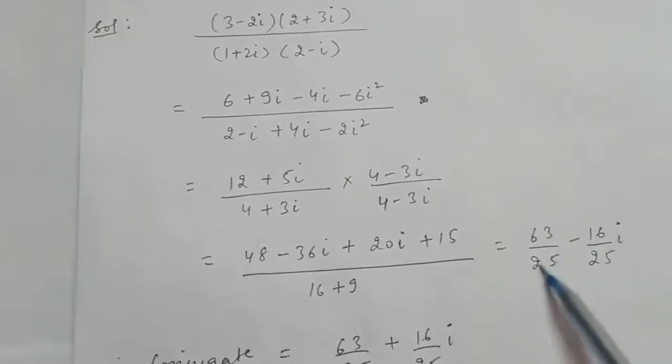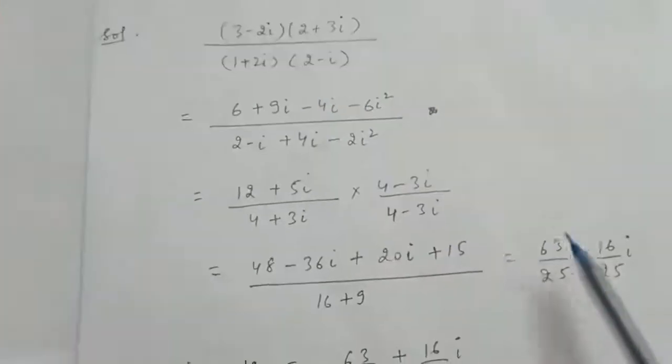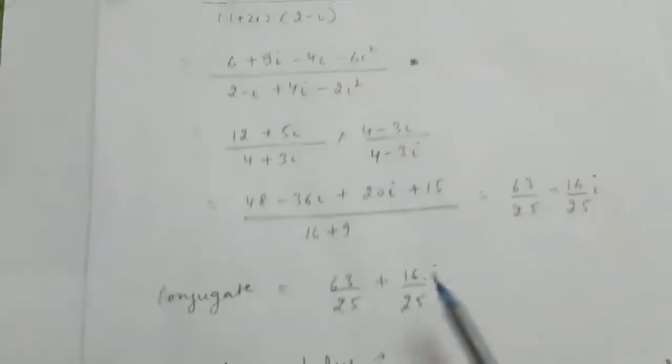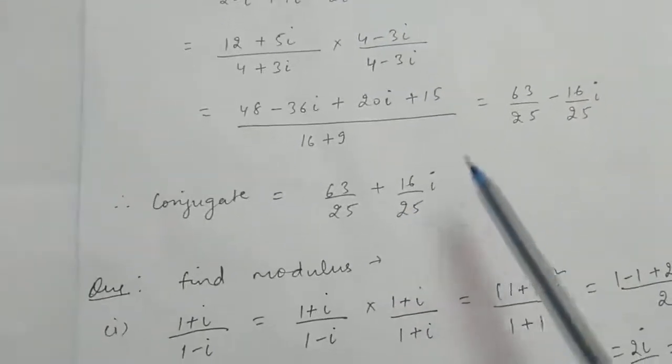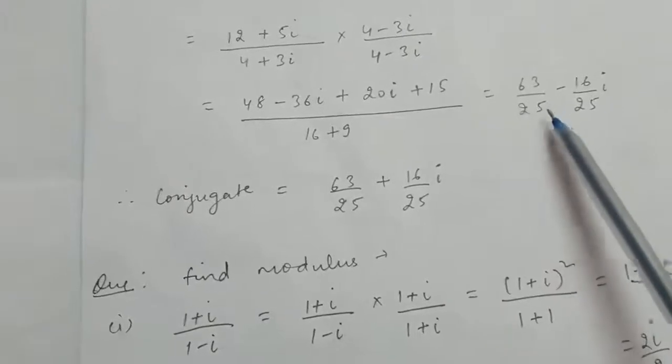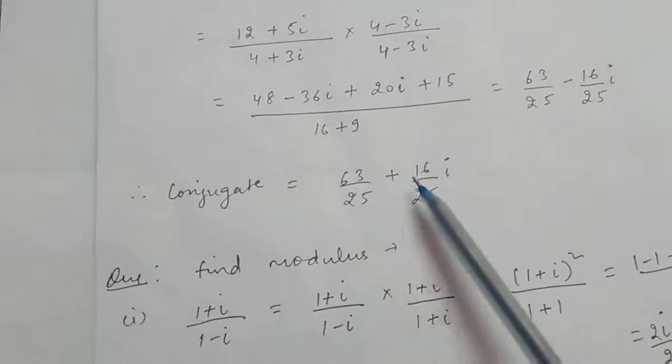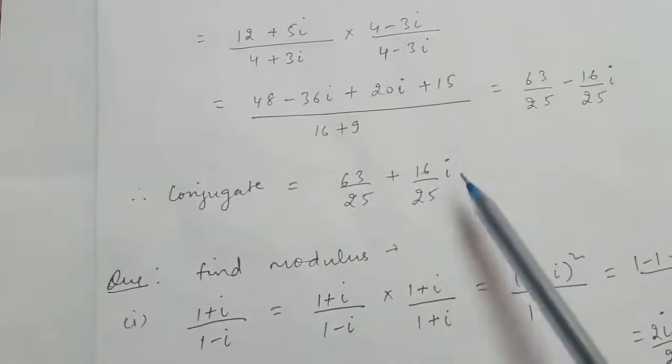Now this is the complex number given, which we have solved in the form of a plus iota b. So conjugate of this will be nothing but change the sign of the imaginary part. So conjugate of this complex number will be 63 by 25 plus 16 by 25 iota, right?